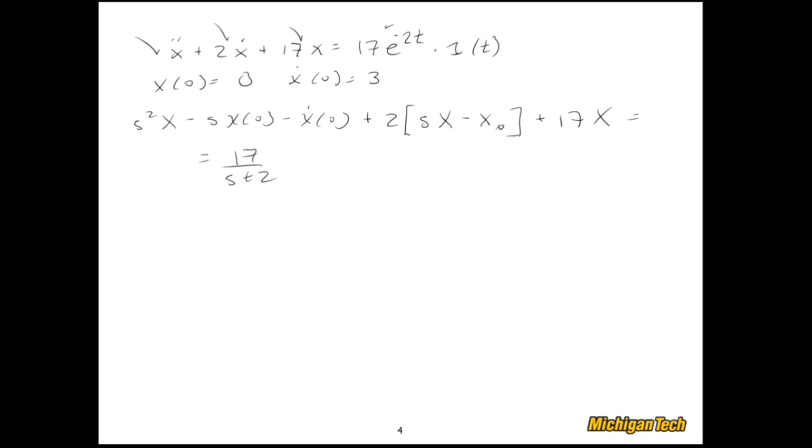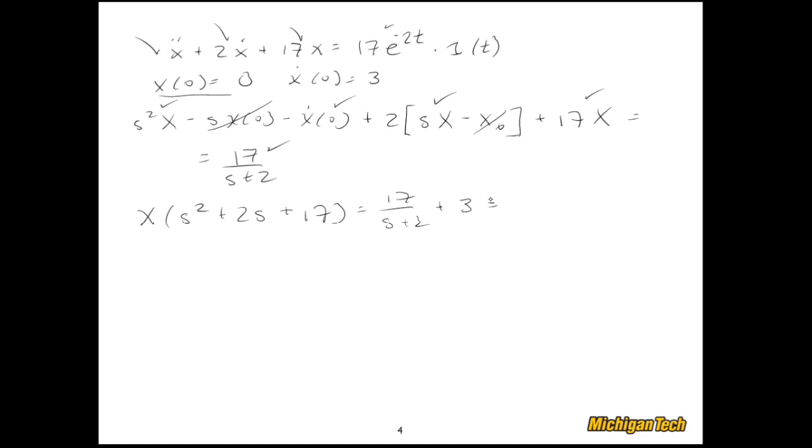Okay, so let's plug in some initial conditions. That goes away because our initial condition is 0, as does that. That's kind of nice. And let's solve for capital X while we're at it. So we have that plus 2s plus 17 is equal to 17 over s plus 2, that's this, plus x dot 0.